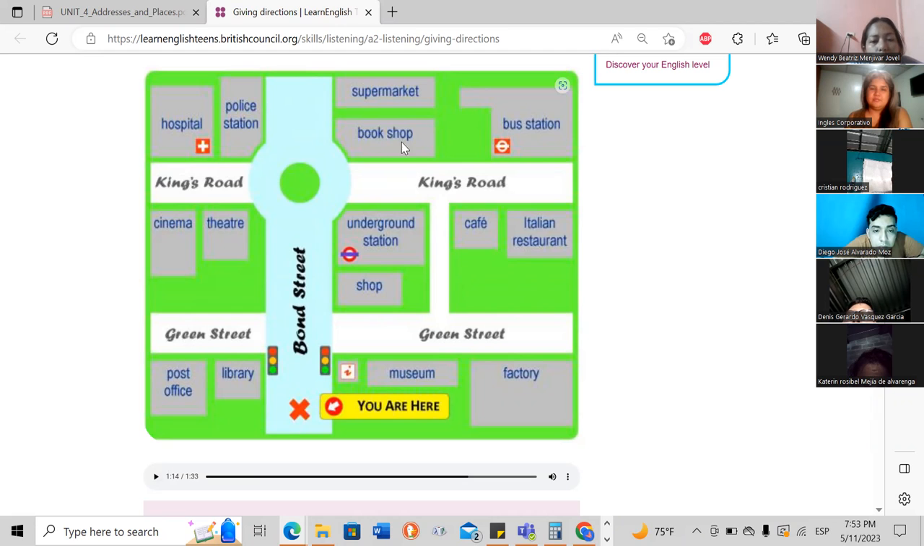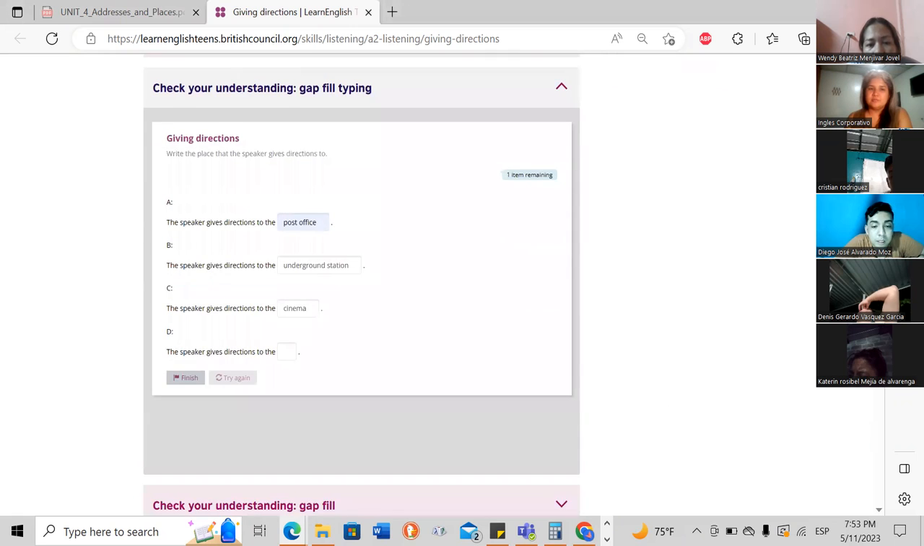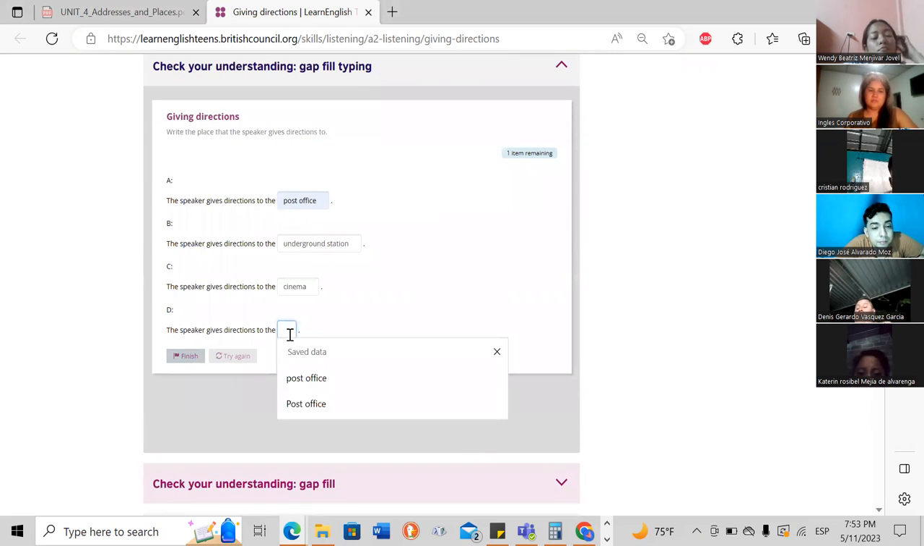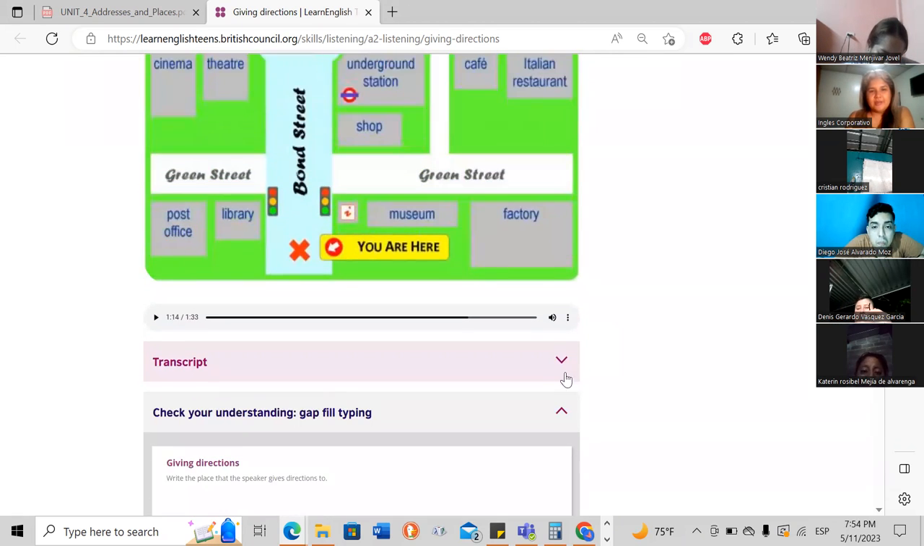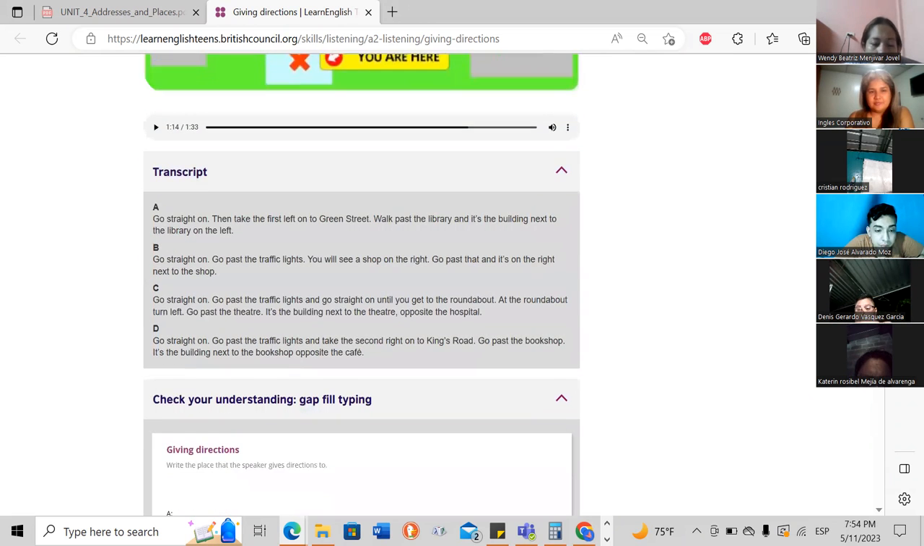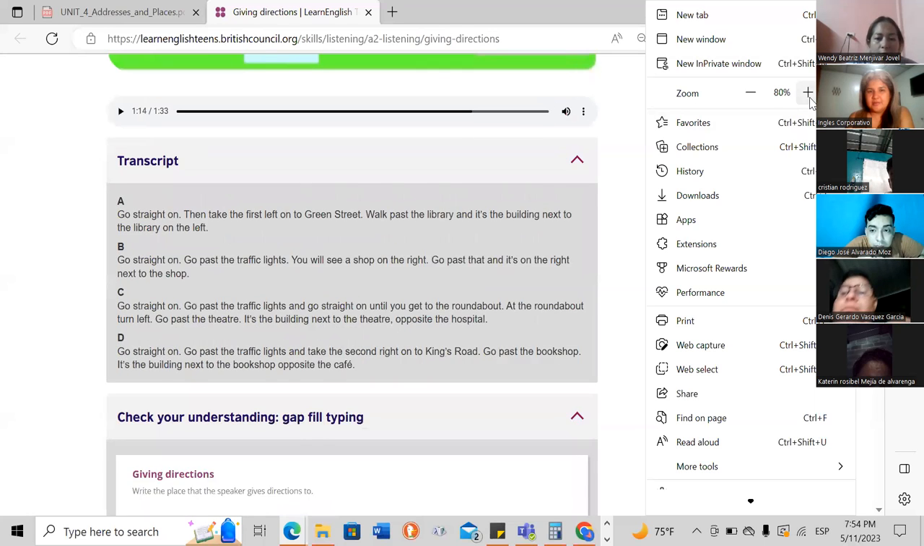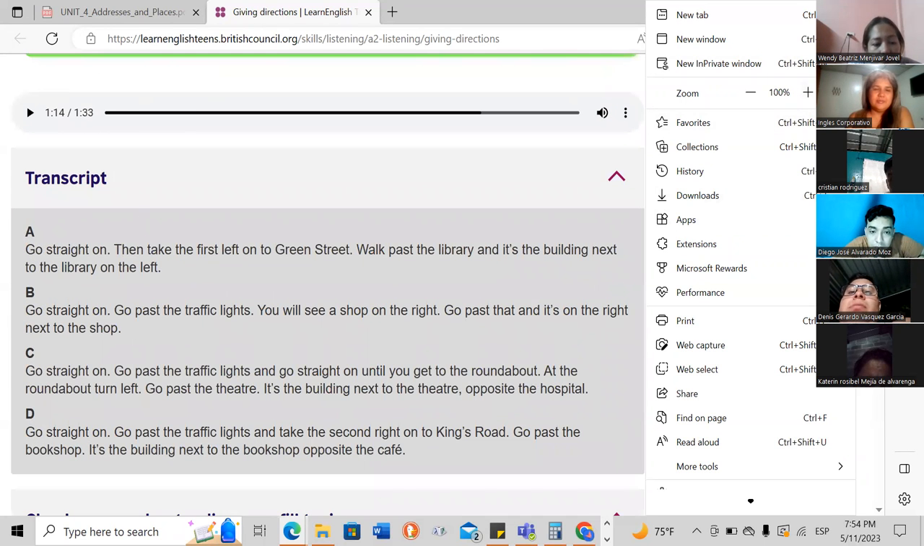This is the bookshop. Opposite to? Bus station. Very good, very good. Okay. Now we're going to read the transcript. Who wants to read the transcript? Well, I will play the listening again. Pay attention to the pronunciation, then we're going to read that.